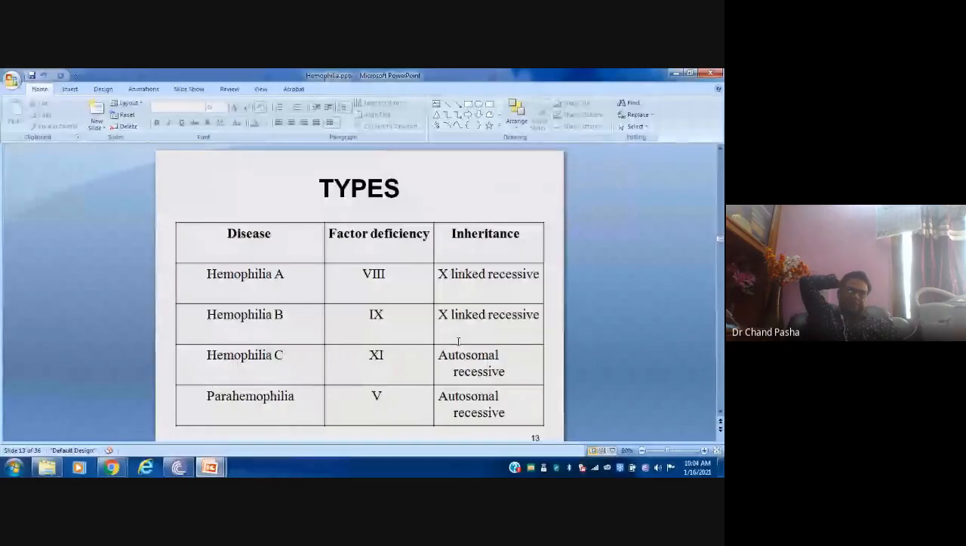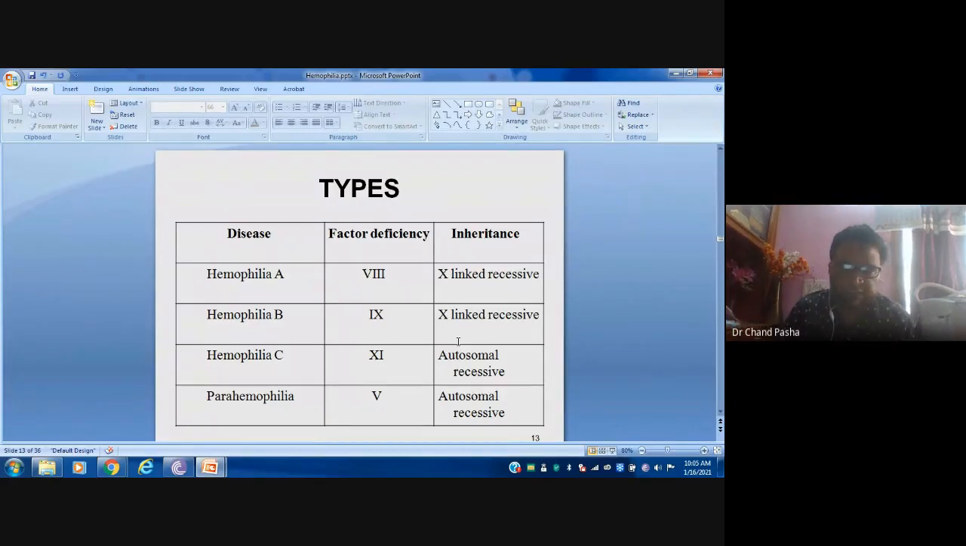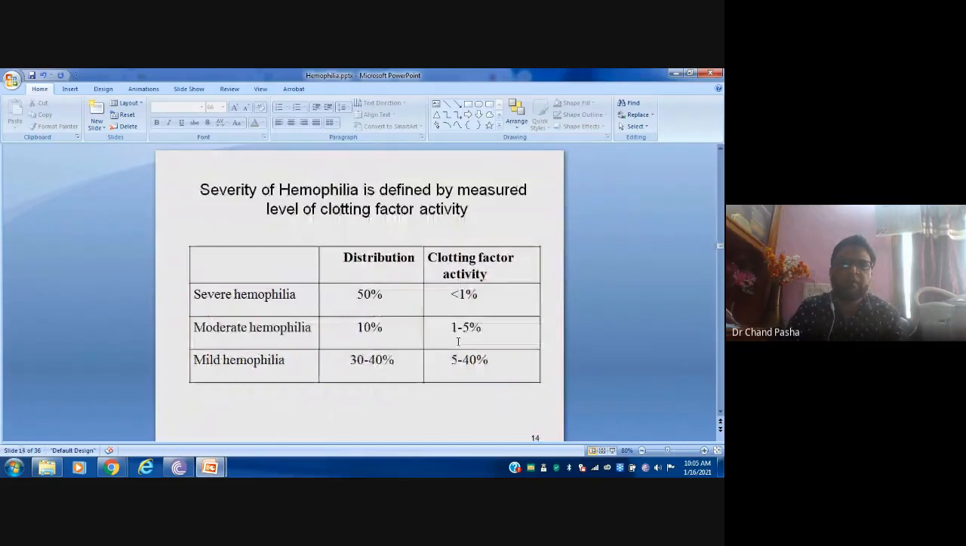And types of hemophilias: hemophilia A, factor 8, X-linked recessive. It is recessive because if it is there in one chromosome, the disease is not expressed. Hemophilia B, factor 9, X-linked recessive, same. Hemophilia C, the 11th factor, is autosomal recessive, because if the other chromosome is good and non-mutated, then there is no disease. And parahemophilia, factor 5, is also autosomal recessive. As a genetics student, this is very important for you.